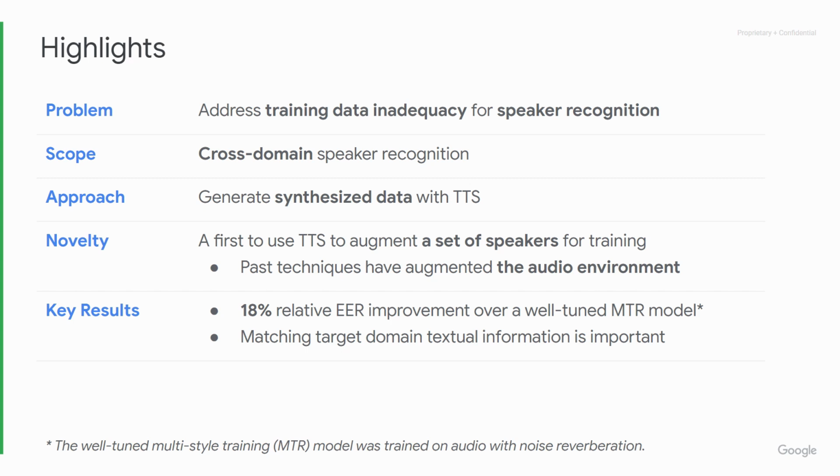In order to address this problem, we propose the approach of generating TTS synthesized speech as an augmentation technique for speaker recognition training. While many popular augmentation techniques such as MTR focus on the audio environment, using TTS as augmentation is quite different and novel because it augments a new set of speakers.